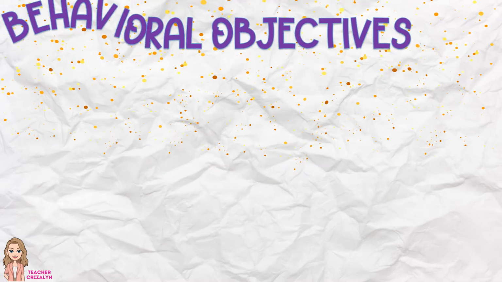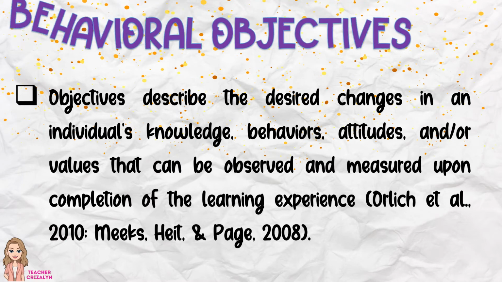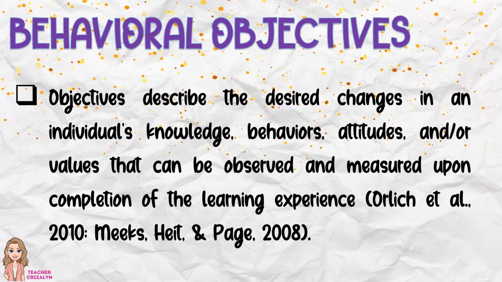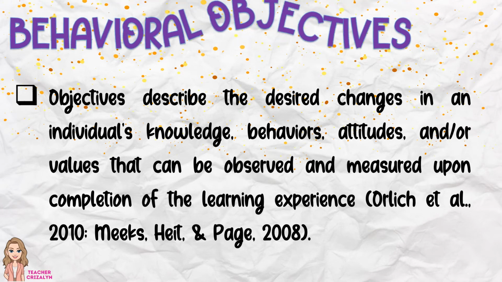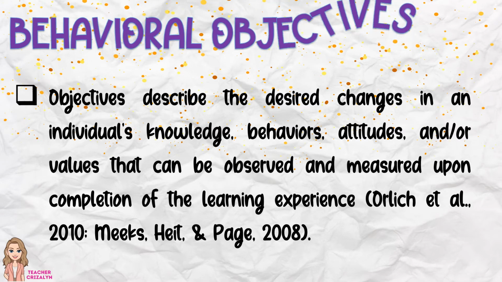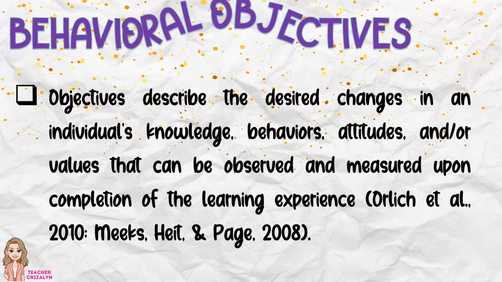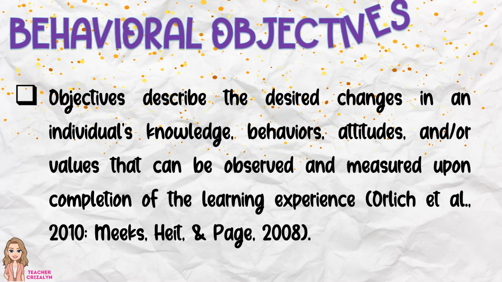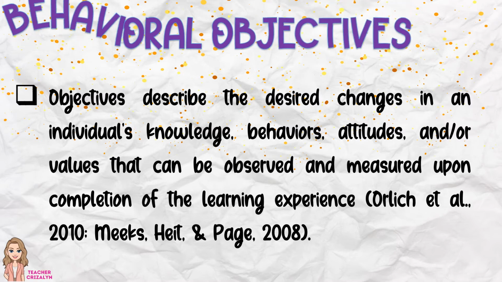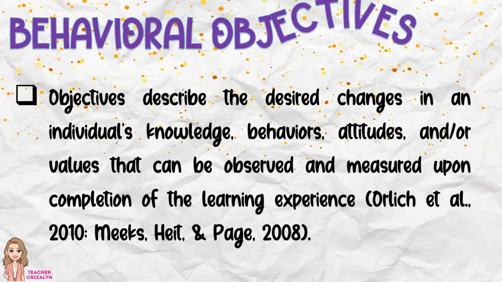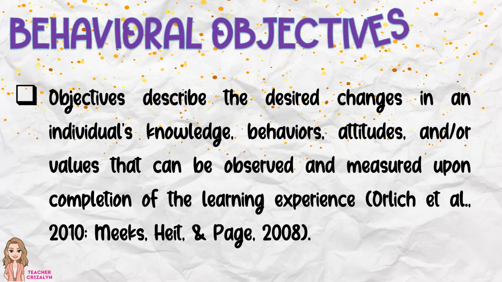Second is behavioral objectives. Objectives describe the desired changes in an individual's knowledge, behaviors, attitudes, and/or values that can be observed and measured upon completion of the learning experience. The ultimate goal of health and safety education is the development and maintenance of positive knowledge, attitudes, and behaviors. Learning is demonstrated when children are able to make sound decisions and carry out health and safety practices that preserve or improve their present state of health.